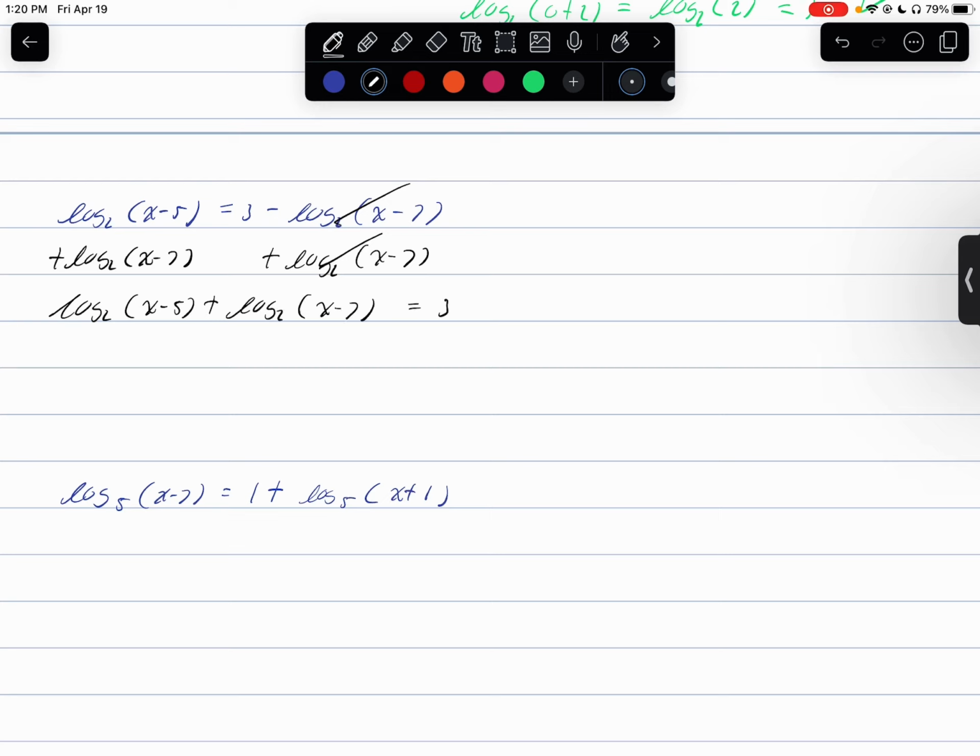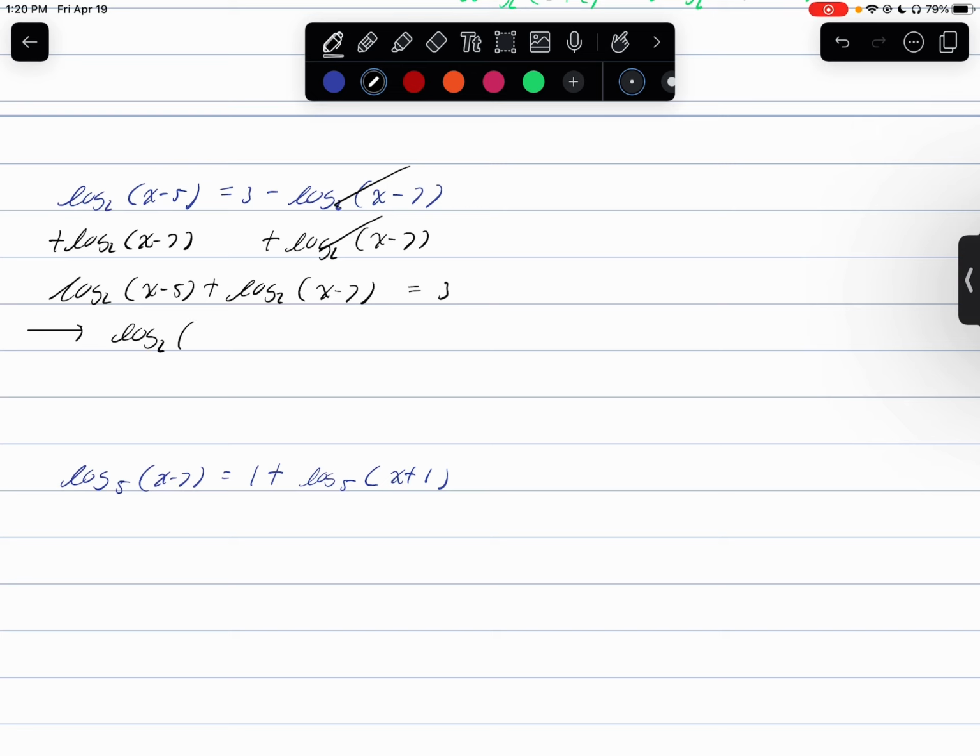Okay, so what we can do here is now we can use the quotient rule. So if we add two logs together with the same base, we can write it as a single log with their inputs multiplied. So we can write this as log base 2 of x minus 5 times x minus 7 is equal to 3.